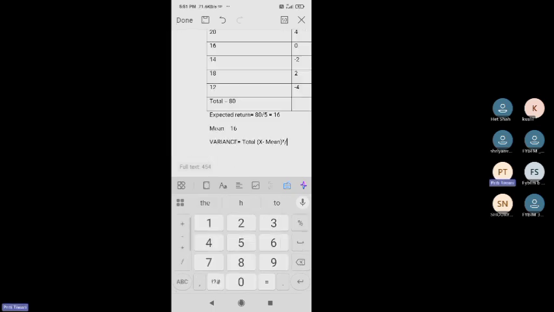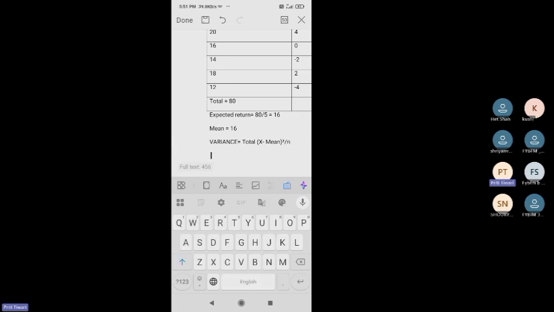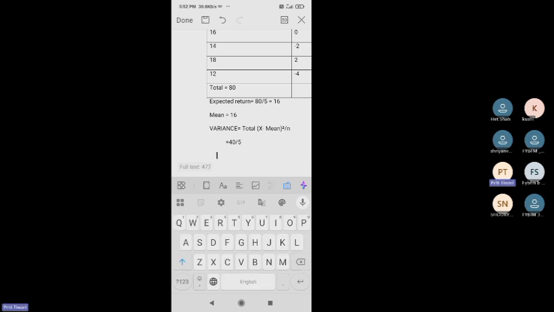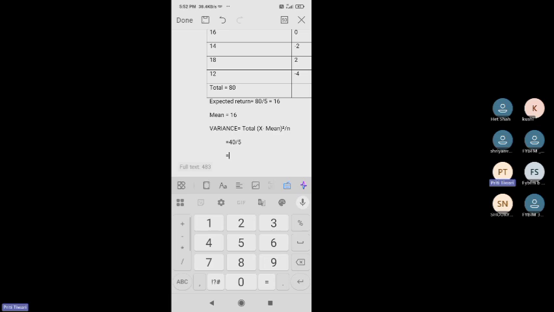Divide by what? Divide by N, that is the number of years. What is the total over here? 40. 40 divided by 5. Do I need to tell you people to calculate this, or does everybody know the answer? What will be the answer?